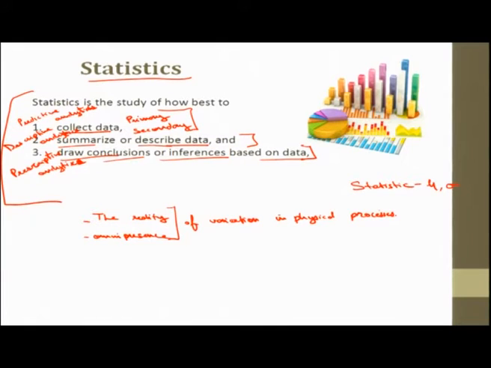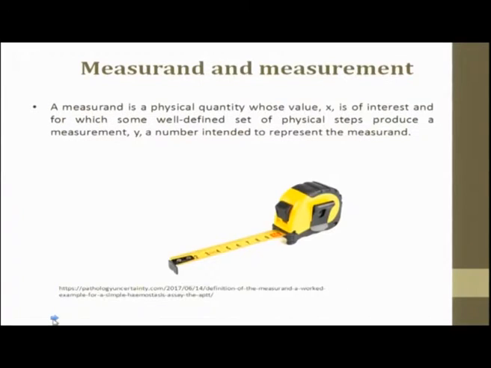So next, I'd like to discuss a few terms: measurand and measurement. Measurement is the one thing which we have been listening to, going through from the very beginning. So what is measurand? Measurand is a physical quantity whose value x is of interest, and for which some well-defined set of physical steps produce a measurement, a number that is intended to represent a measurand. Measurand is actually the original value which we are trying to find, and measurements are the values which we are obtaining through experiments.